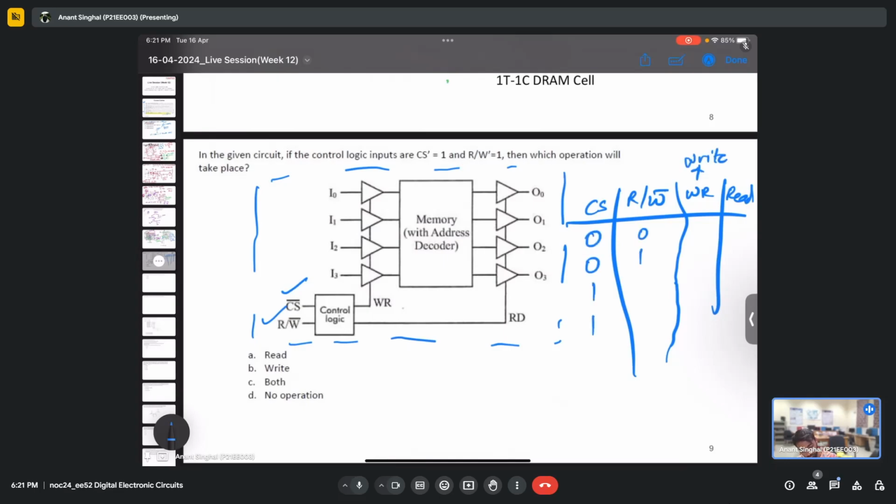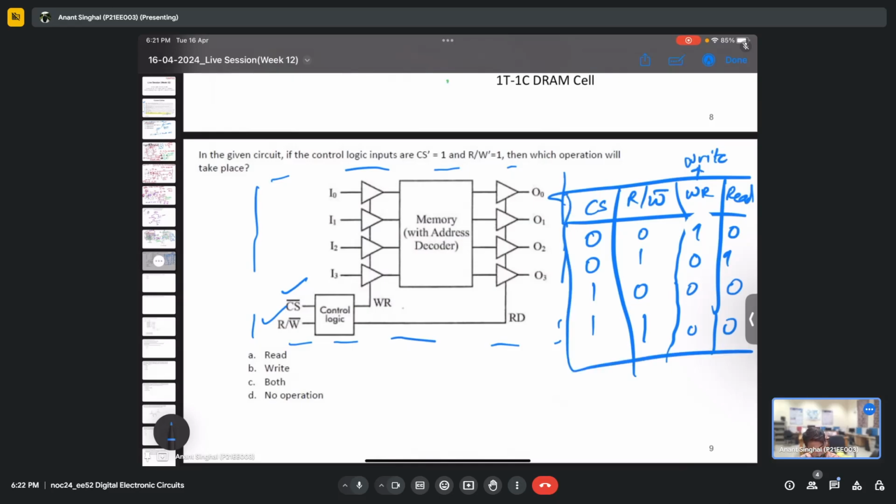We have 4 possible combinations. Whenever both chip select and read by write are 0, it starts the writing state, and when this is 0 and this is 1, it starts the read state, and this does not work here, it is just holding. So this is a particular truth table that will make it very easy to solve this particular question.